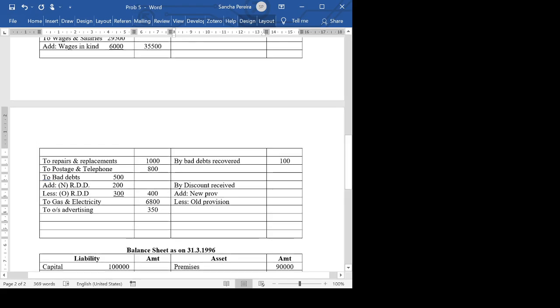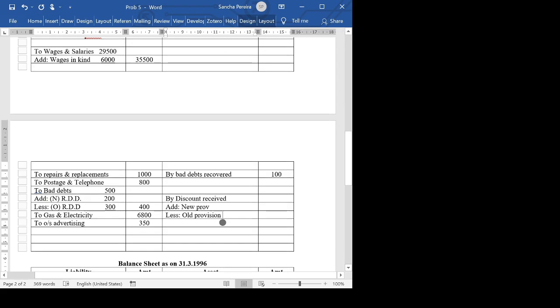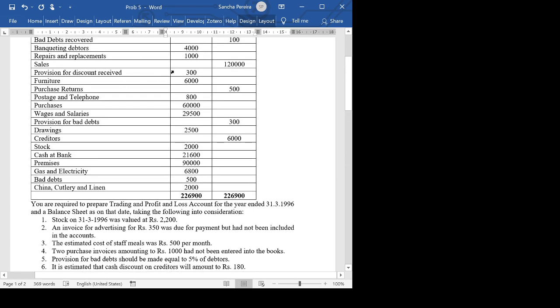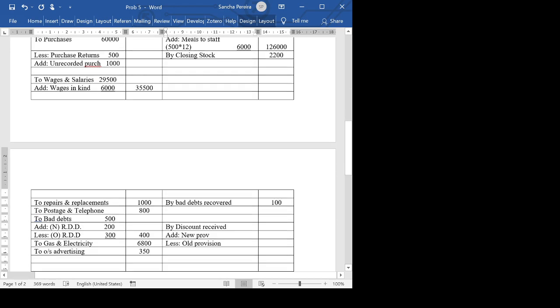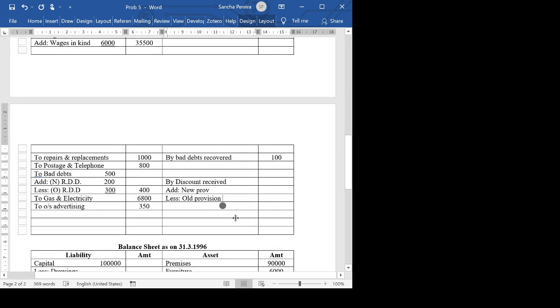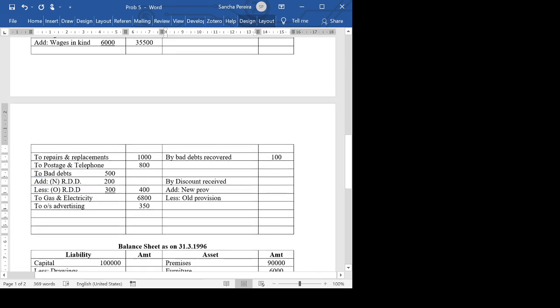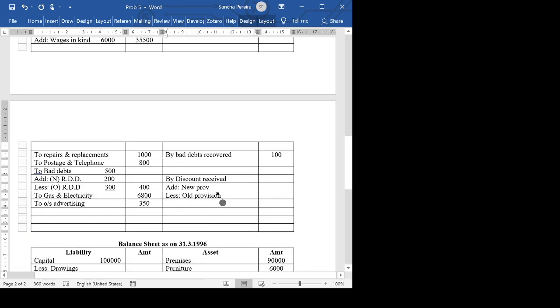Okay, so what is happening is, now think of it as last year. This provision for discount received, last year would have been new provision. This year it's becoming old provision because it's last year. Last year it would have been new provision. That means you were hoping to get a discount of how much? You were hoping of getting a discount of 300. So you considered it as an income last year.